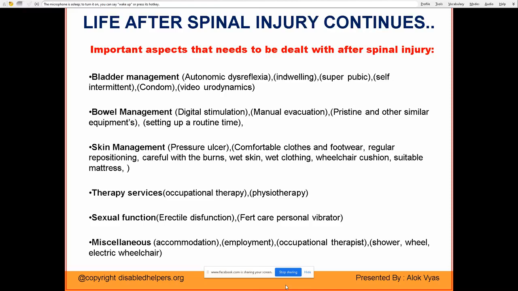Similarly, splints and gadgets are there. For those who are not aware about these names like splints and gadgets, I will show you that also.